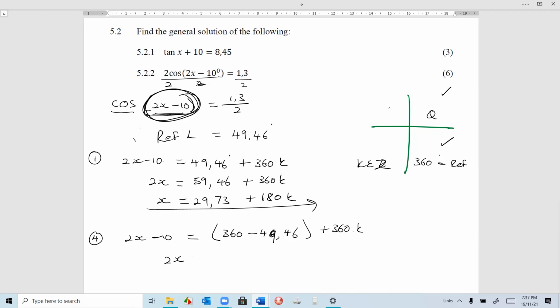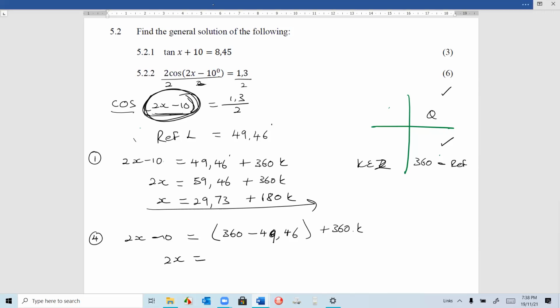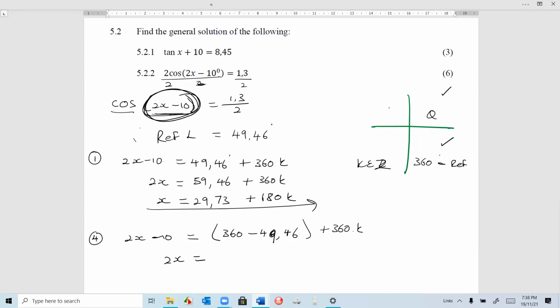So 2x in this case would be equal to, we're going to take our minus 10 to that side. But before we take it there, on a calculator, you're going to say 360 minus 49.46, and then the minus 10 becomes a plus 10. Can someone work that out? 360 minus 49.46 and add 10 to that. 320.54, sir. Can someone confirm that, please? Yes, sir. Okay, so that's what we're going to get.